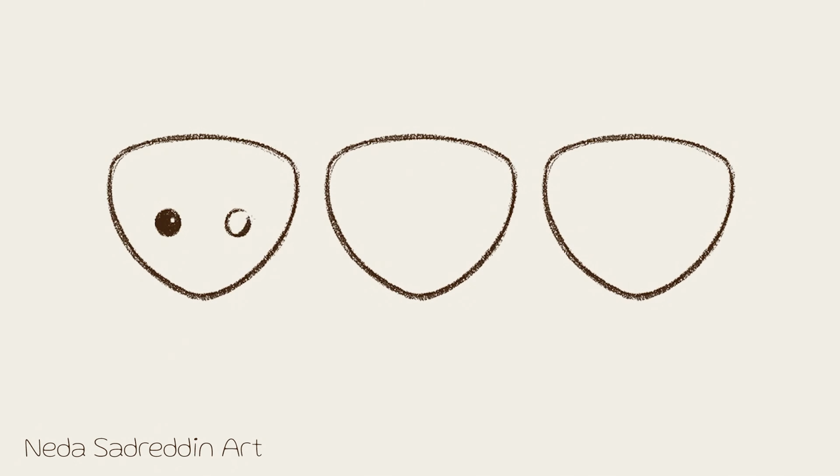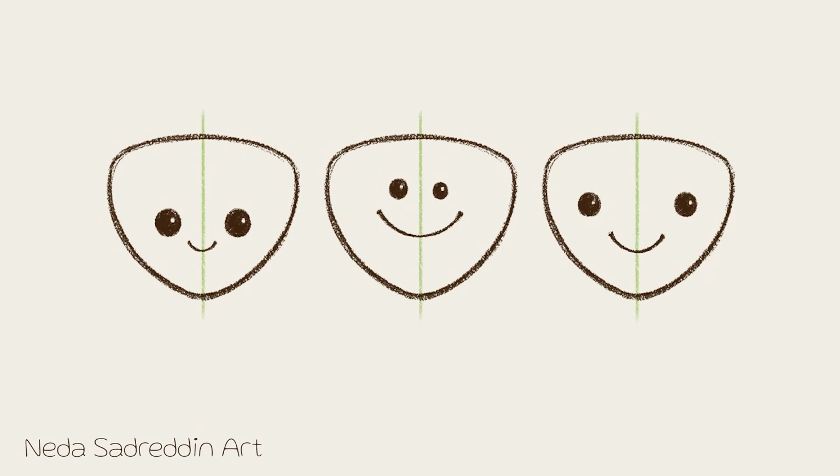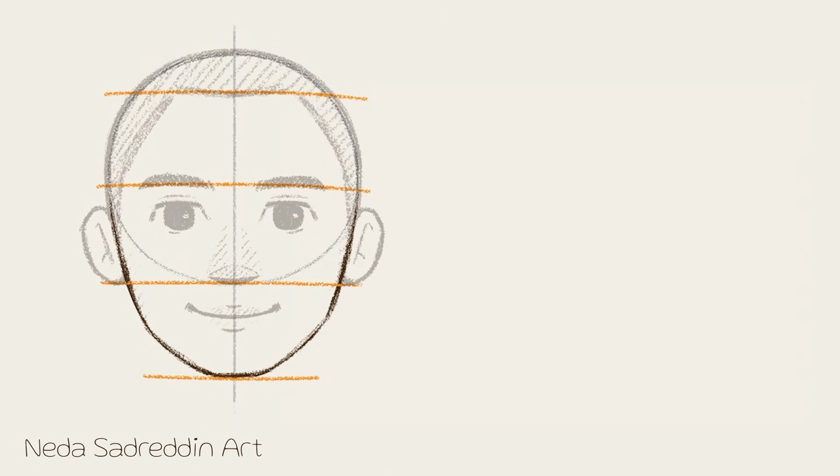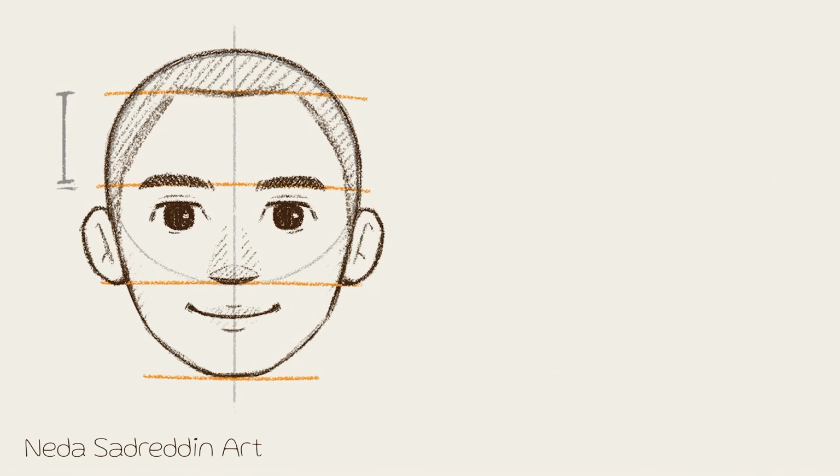Proportion is about how the features of a face relate to each other in size and placement. A typical adult face has 3 almost equal parts. From the hairline to the brows, from the brows to the bottom of the nose, and from the nose to the chin. The eyes are 1 eye apart. The ears usually start around the eyes and end around the bottom of the nose.